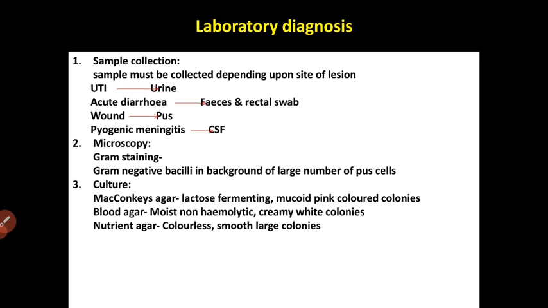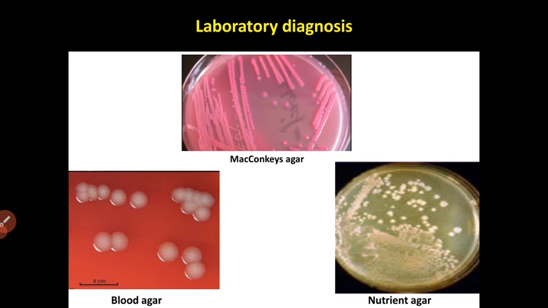MacConkey's agar, E. coli, it grows, showing lactose fermenting mucoid pink colored colonies. In blood agar, moist non-hemolytic or creamy white colonies are seen. Nutrient agar, colorless, smooth, large colonies are seen. See, you can see over here E. coli growth on different type of agar plates. MacConkey's, blood, nutrient. Understood?